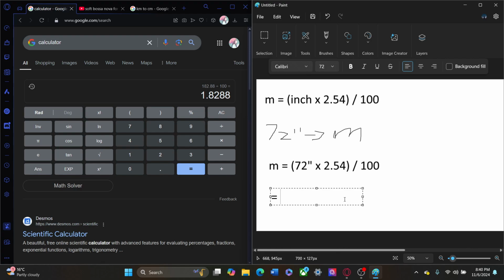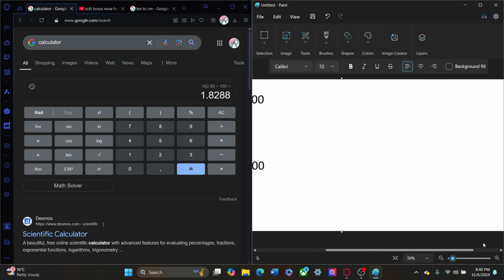So this equals 1.8288 meters. Not centimeters this time, meters, right? Okay, let's do another problem.